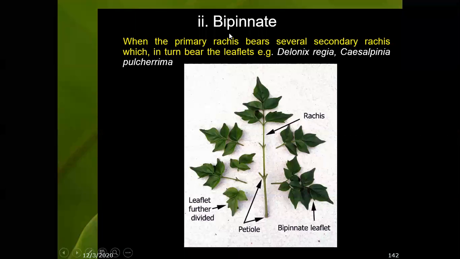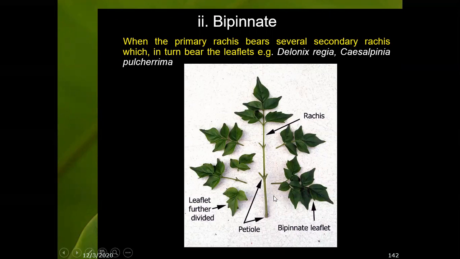Let's study bipinnate. When the primary rachis bears several secondary rachis, which in turn bear the leaflets, it is said to be bipinnate. The primary rachis produces secondary rachis, which bears the leaflets. The secondary rachis are known as pinnae. The number of pinnae varies depending on the species.